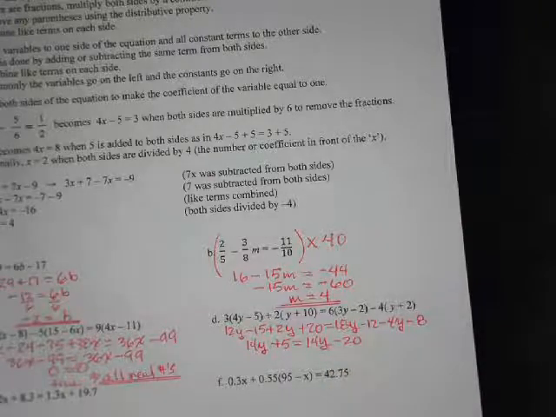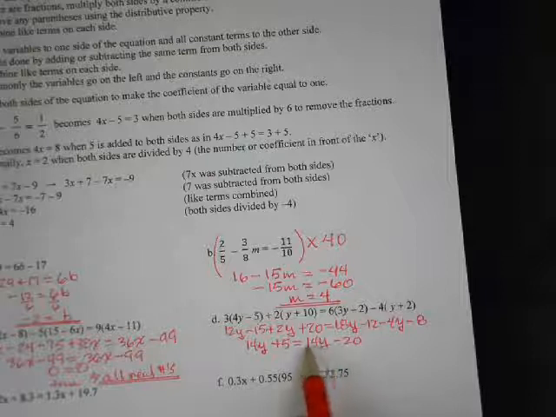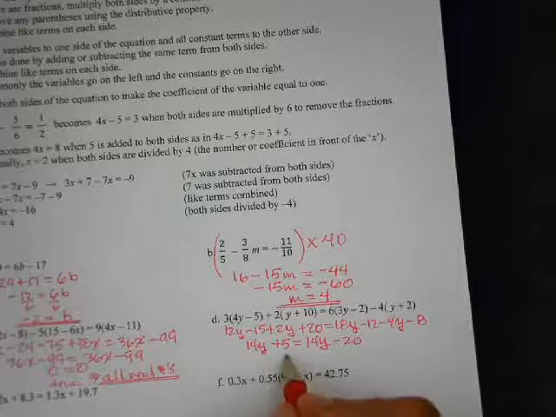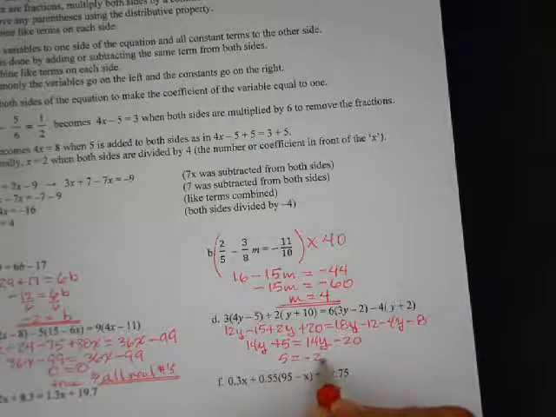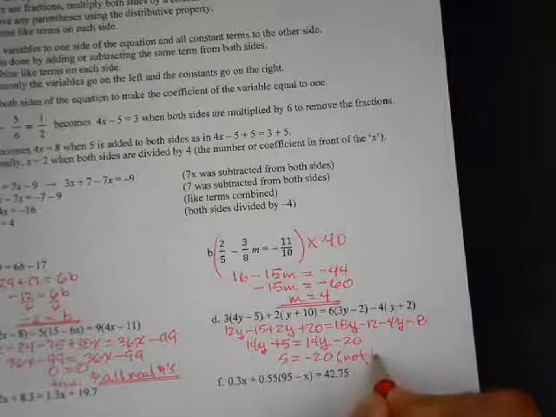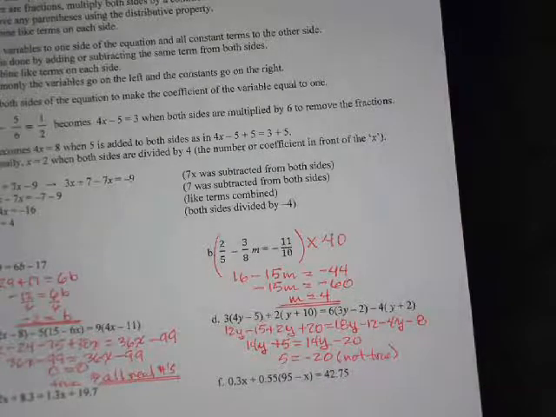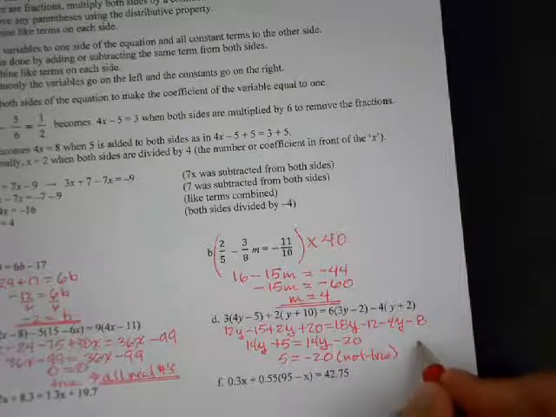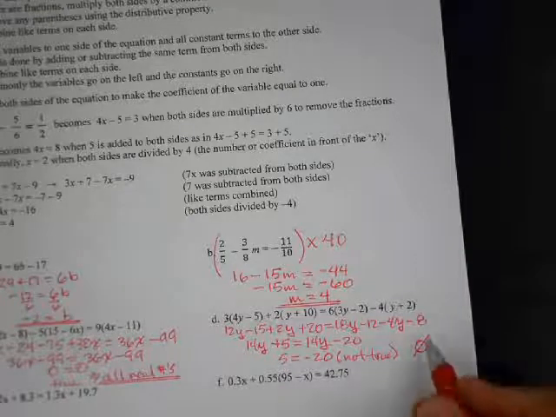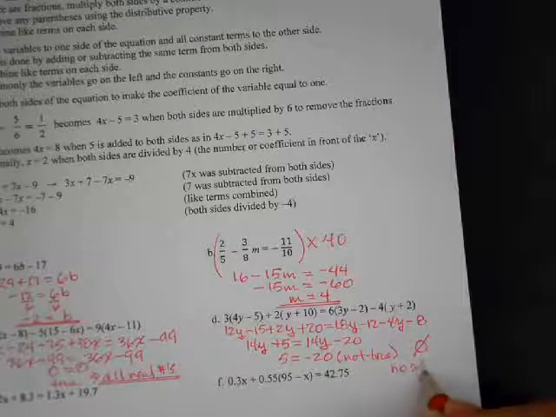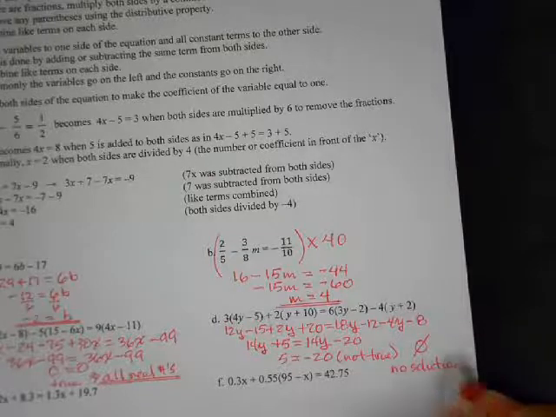Now, when I move the 14y to the other side by subtracting 14y from both sides, I end up with 5 equals negative 20, which is not true. I have eliminated all my x's, and yet I've ended up with a statement that's not true. And so in this case, unlike part C, I end up with the empty set, no solution. In other words, there is no x that will make this true.